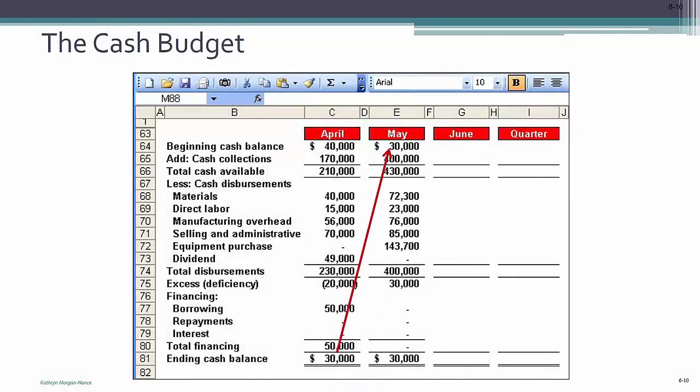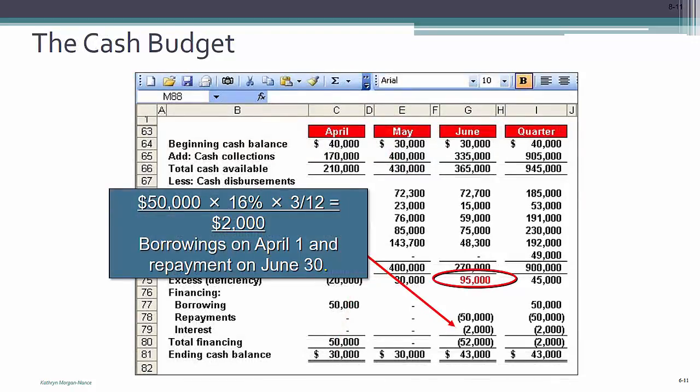The 4 steps we just completed are repeated for the month of May. The result is a $30,000 excess of cash available over disbursements. Since Royal must maintain a minimum cash balance of $30,000, it will not repay any of its loan in May. The same four steps are repeated for June. The result is an excess of cash available, this time of $95,000.